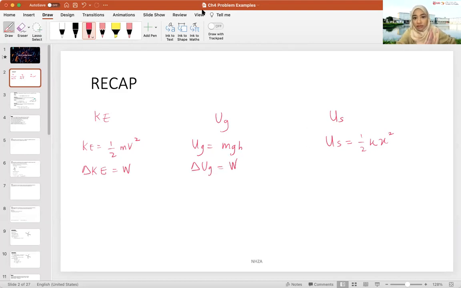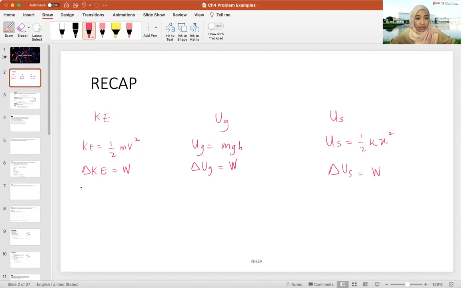Ada orang nak tanya soalan ke? Okay, I think these are the ones yang baru masuk. So then we have change in potential energy, elastic potential energy ataupun spring potential energy is the same thing. To be more specific, we call it spring potential energy sebab other types of elastic material tak pakai equation yang sama. This is specifically for spring systems. So spring potential energy is going to be work done as well.